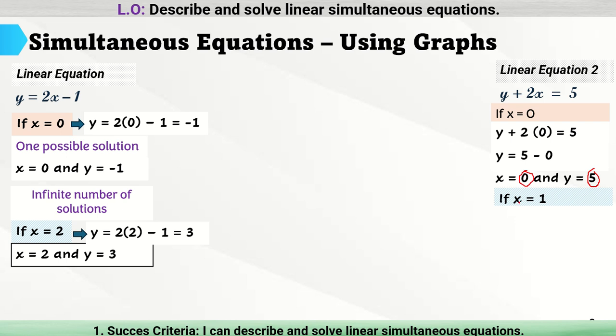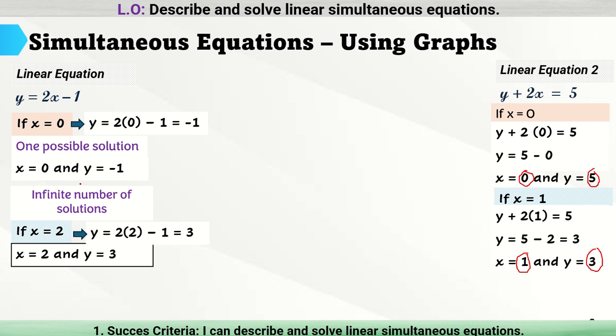Now suppose we have x equals 1. What will we have? So y plus 2 times 1 equals 5. It will be y equals 5 minus 2 equals 3, because 2 times 1 is 2. So plus 2 will be shifted to the right hand side. Here it will be 5 minus 2, and it will be equal to 3, right? So this is x 1 and y 3. Now you have seen two equations with different solution sets.